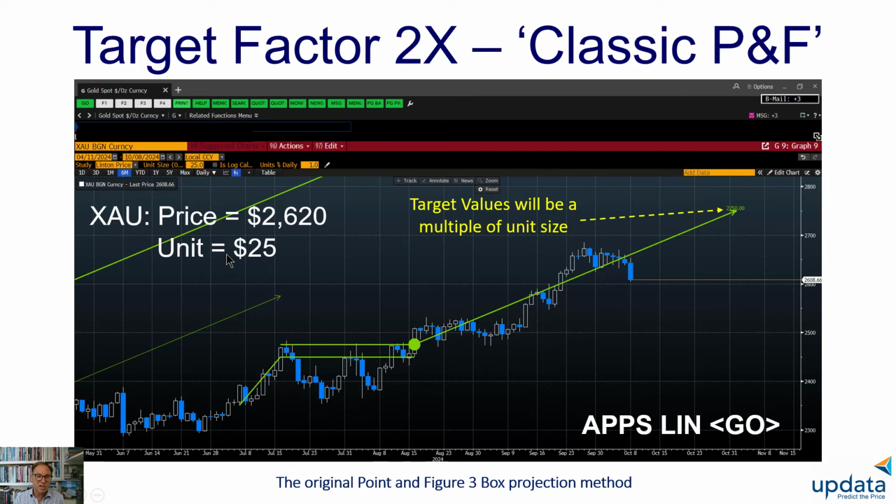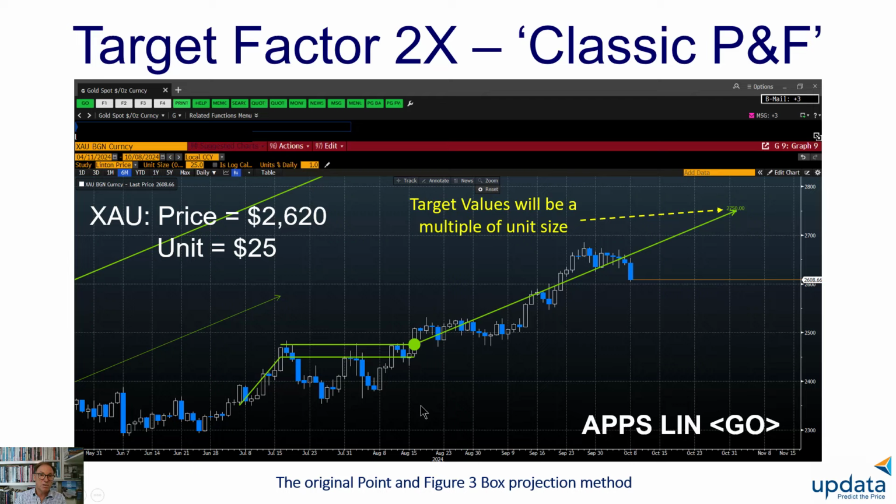Target values, if we use 2, this is the classic point and figure method, Cohen's method, the chart graph method. You'll find you get a target that is one move, and that target is 2 times in price that thrust. That's where they come from. And that means here that the target value will be a multiple of the unit size. So you can divide this by $25. And we see here that that move there is 2 times that move, and this is the activation level. That was the end of the thrust, and this is the start of the move. That target's given here. You know at this point that this is the projected likely move.